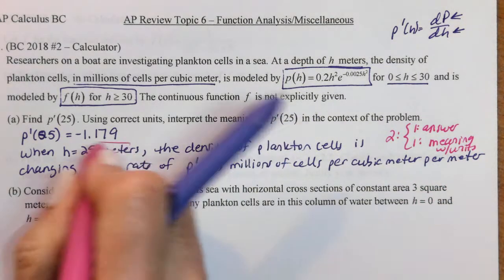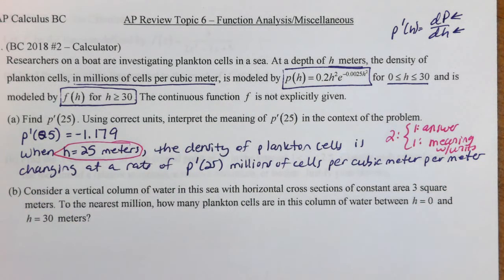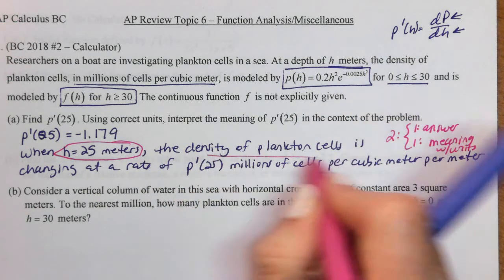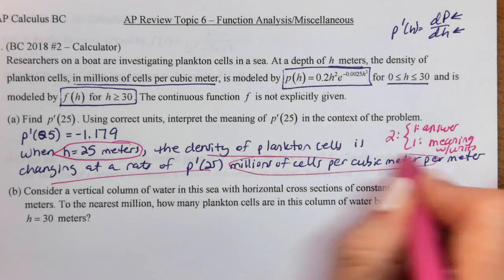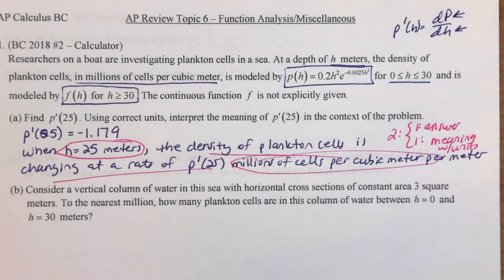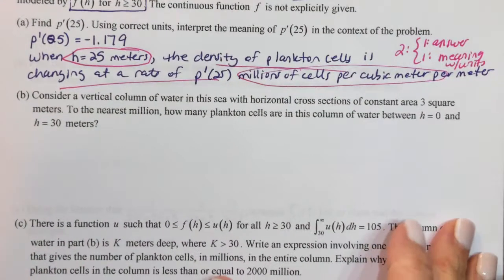So remember, independent variable with units, description, and then finish with units. Always, always, always. 2 sets of units.